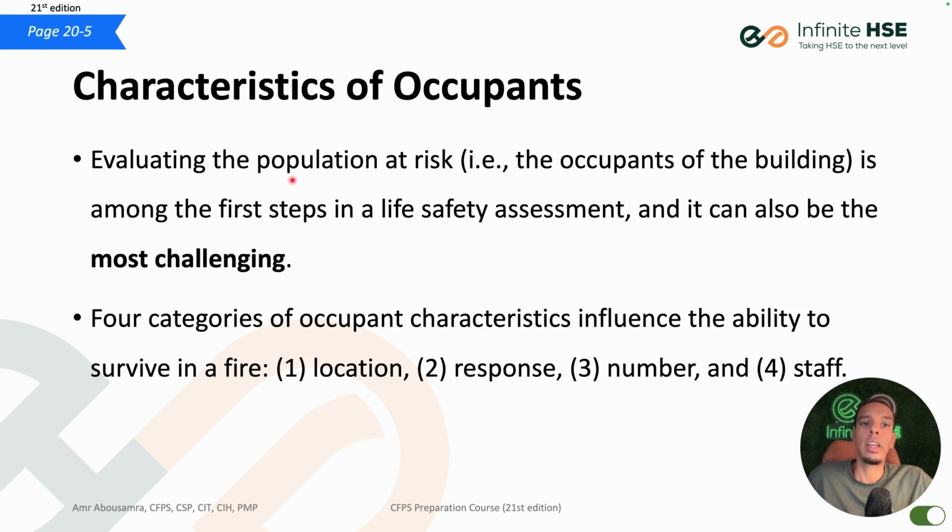So evaluating the population at risk, meaning the occupants of the building, is among the first steps in a life safety assessment, and it can also be the most challenging. There are 4 categories we have to consider that influence the ability to survive in a fire. First thing, location, where they are located in the building. Second thing, response, how they will respond to the fire. Number 3, number, how many persons or occupants are in the building. And last thing, staff, whether the staff is available for evacuating or supporting the occupants or not. Now let's see one by one.